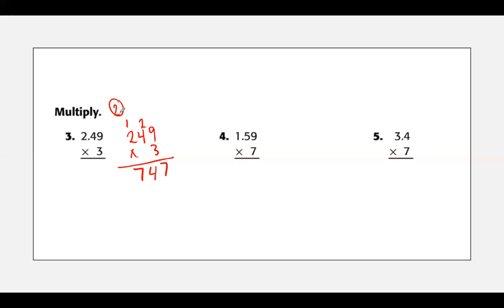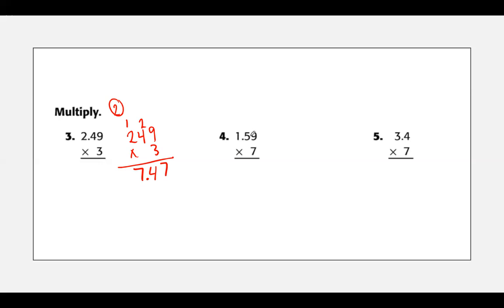Now I need to put my decimal point back in. How many numbers do I need to have after the decimal point? I need to have 2. So I count my 2 numbers and I put in my decimal point. So there is my answer. You would get the same answer if you did it this way. Okay, so now I have 1 and 59 hundredths times 7.